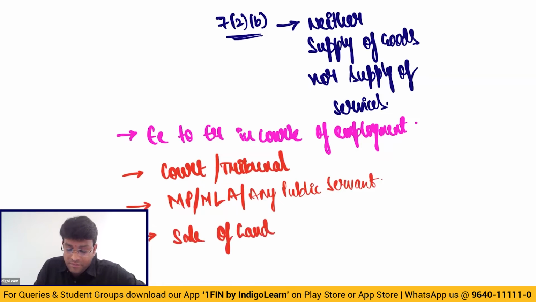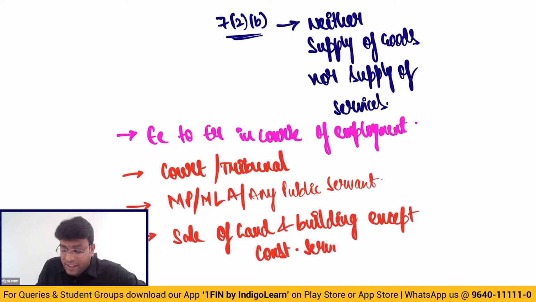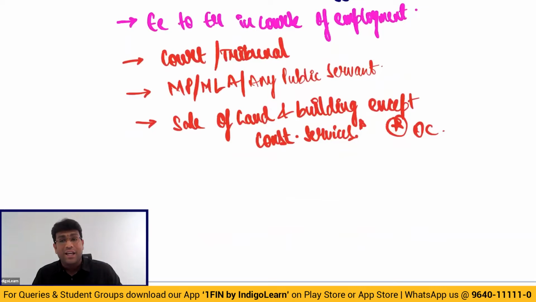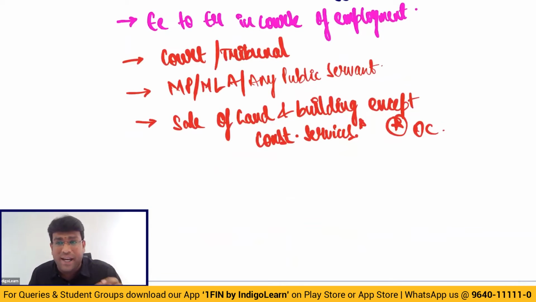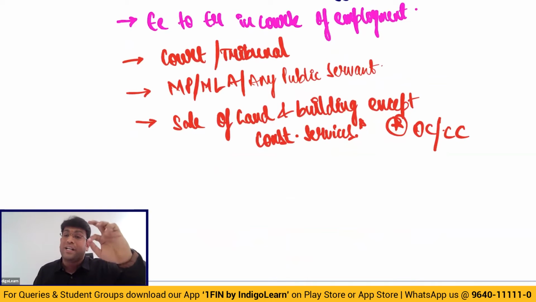Next one. Sale of land and building, except construction services. That means practically whatever builders we find who are constructing apartments or commercial space and selling, they are liable to pay GST. But here there is one catch point to be noted. That catch point is that if the entire amount is received, I repeat once again, my dear friends, if the entire amount is received after issuance of occupancy certificate or completion certificate, then GST will not apply. Even if a single rupee is received prior to the completion certificate, then definitely GST will apply.